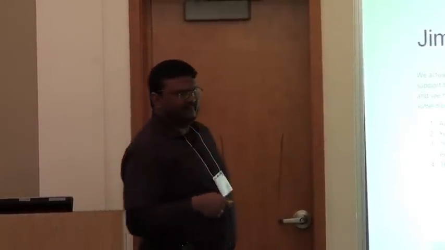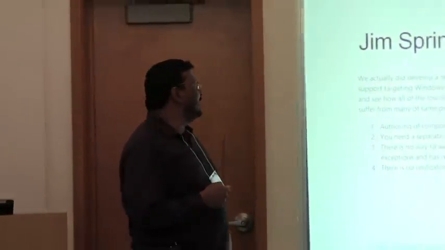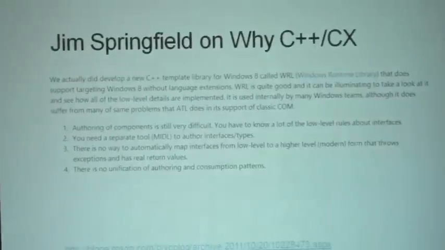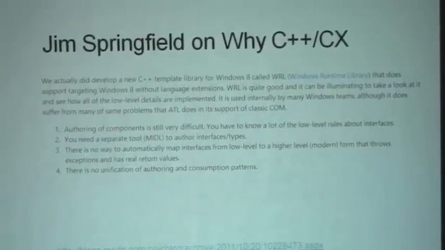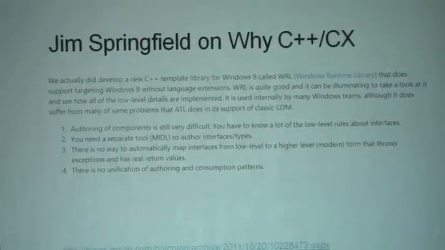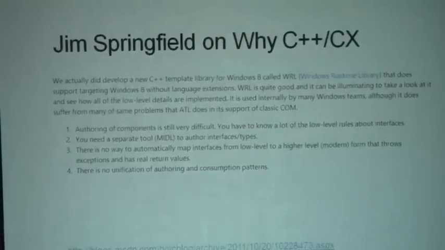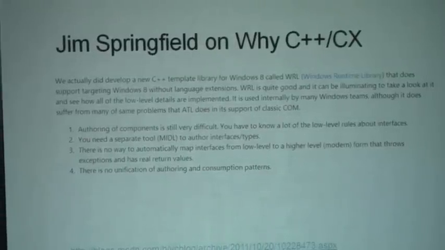So, I guess it was a year ago or a year and a half ago, Microsoft introduced C++/CX. And Jim Springfield got up and talked about why they created compiler extensions. The problem with COM and the current libraries is that authoring components is very difficult to do. You need a separate tool to author interfaces and types. But if we're just using it from C++, that's not an issue. There's no way to automatically map interfaces from low level to high level form that throws exceptions and has real return values. I think that makes a big difference. And there's no unification of authoring and consumption patterns.